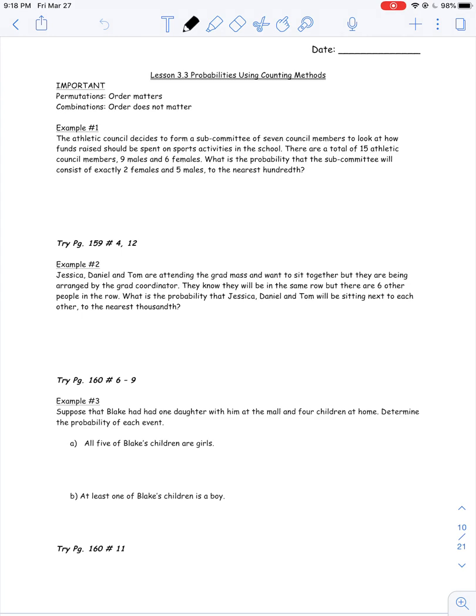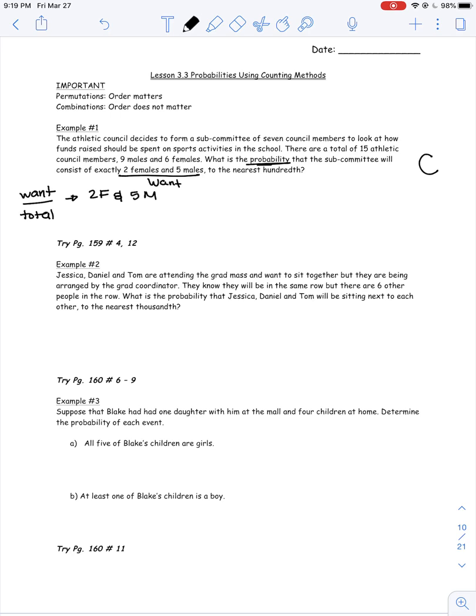So in this case, when you're creating a committee, they're not telling you what jobs they're doing in the committee. They just tell you that they want a certain number of males and a certain number of females. So that would be a combination question, so we're going to use the letter C. Our want is the statement they say in the last sentence. Whenever we're trying to answer a probability question, we always have to write want over total. Our want is going to come from doing a committee of 2 females and 5 males.